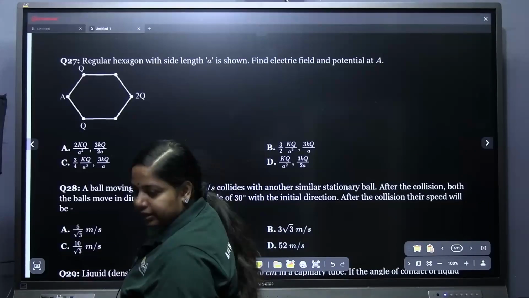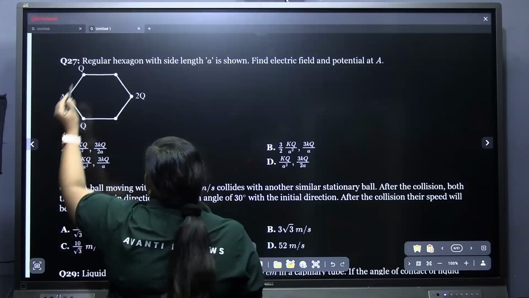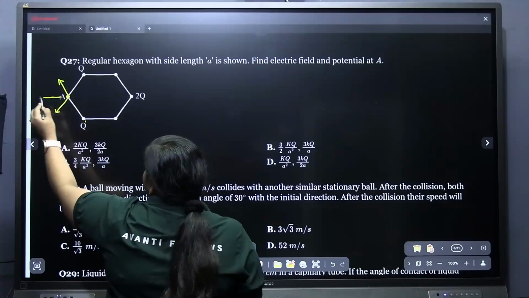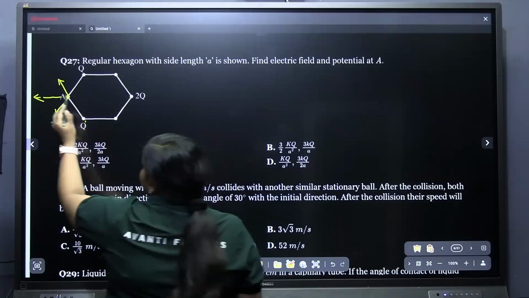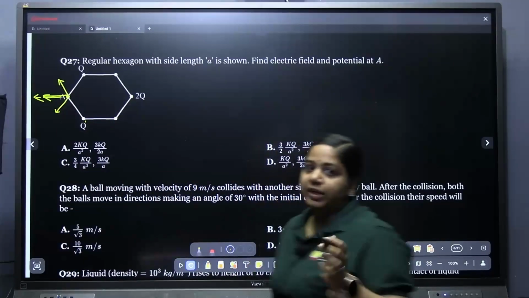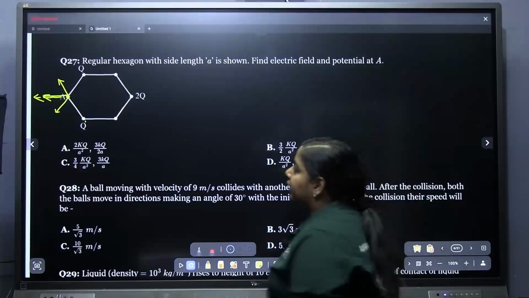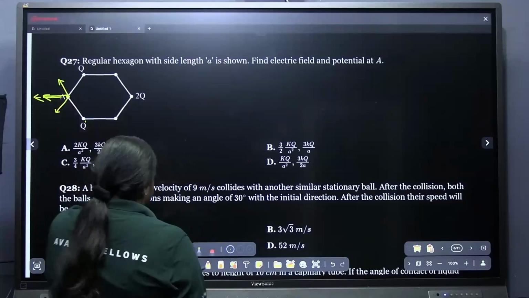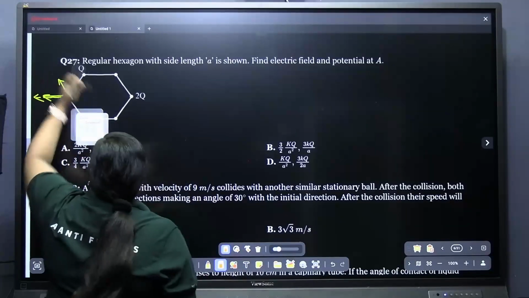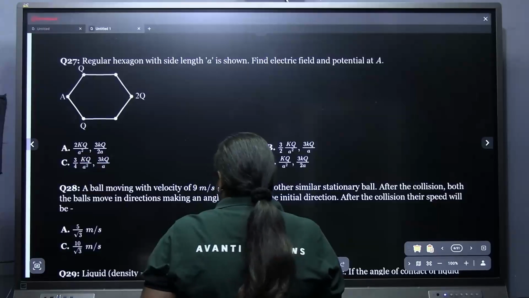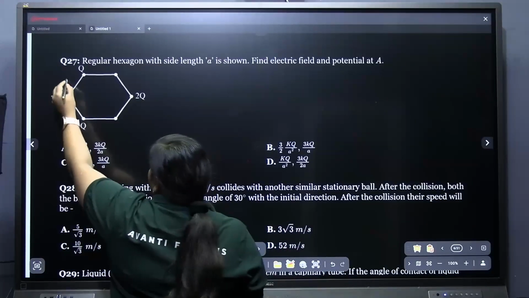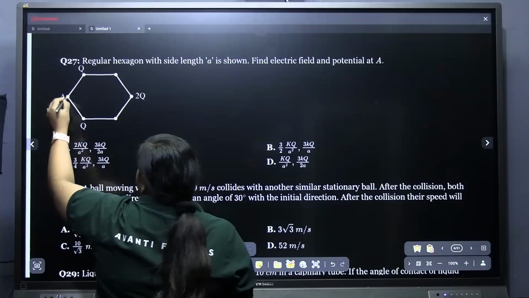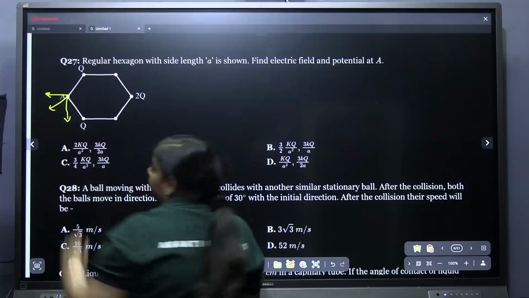Okay, and did you get the answer? At this point, due to Q, it will be in this direction. Due to this Q in this direction, resultant in this direction. Due to this one also in this direction. So we can directly add them. Now due to this Q in this direction it is there, that we can split into two components.